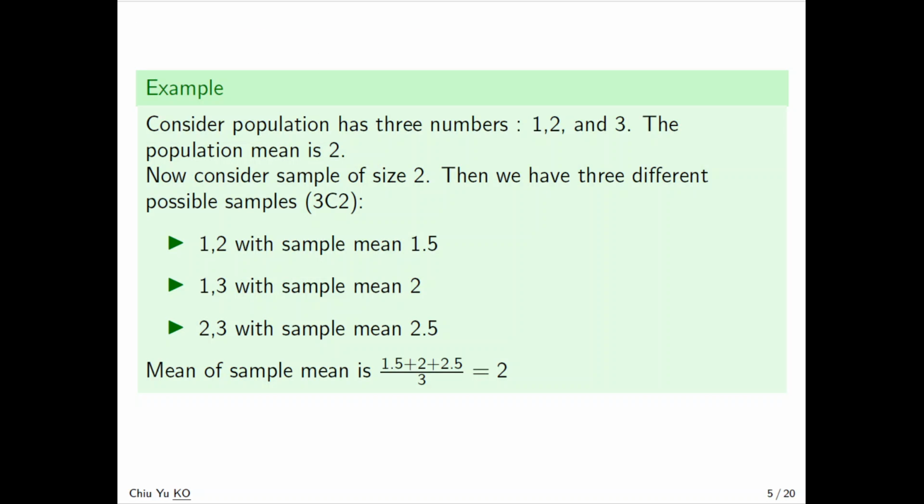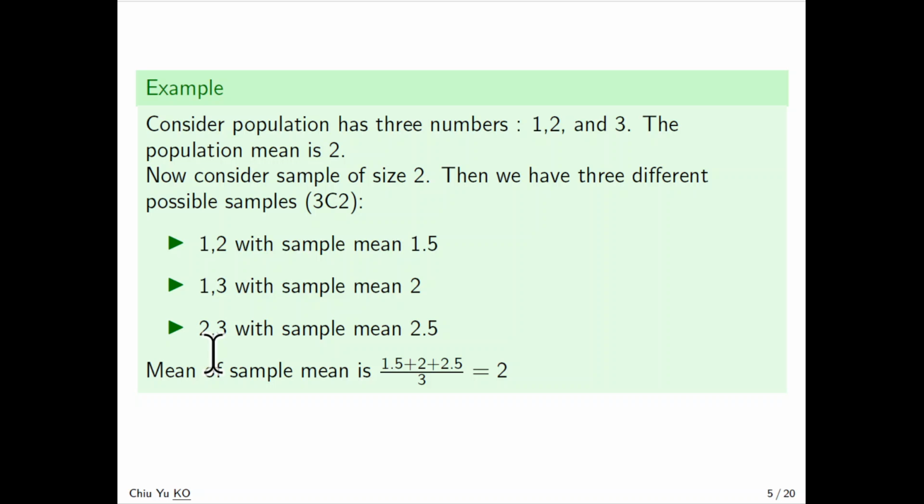So consider we have 1, 2, 3. This population has 3 numbers, and the population mean is 2. Now we consider a sample size of 2. So how many samples you can have is 3C2, right? If you have 1 and 2, the sample mean is 1.5, and if you have 1, 3, the sample mean is 2, and the 2 and 3 sample is 2.5.